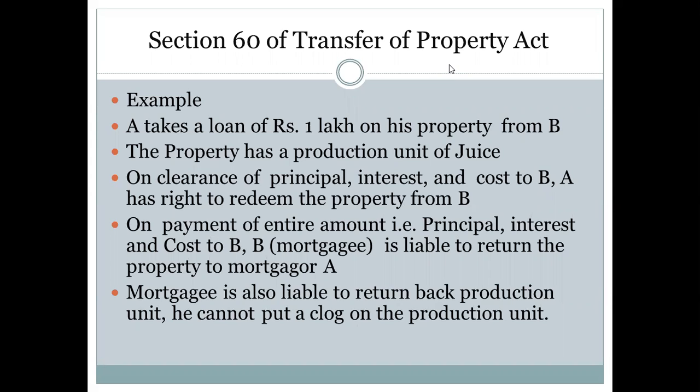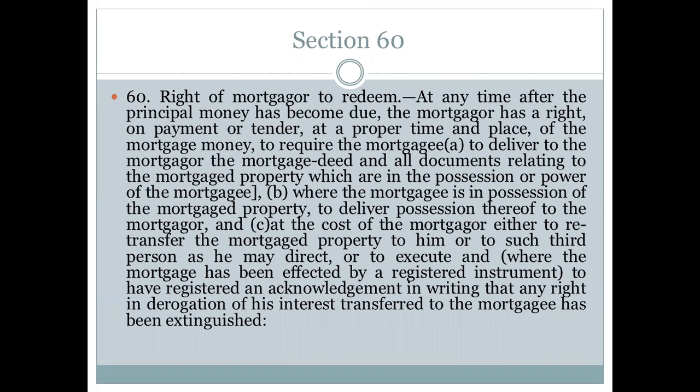Mortgagee is also liable to return back the production unit. He cannot have any claim on the production unit. Now, let us read what Section 60 says. Instead of reading Section 60, let us understand Section 60, because it being lengthier, it will be difficult to comprehend. Let us comprehend Section 60.